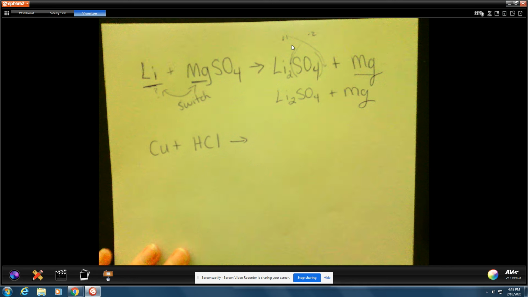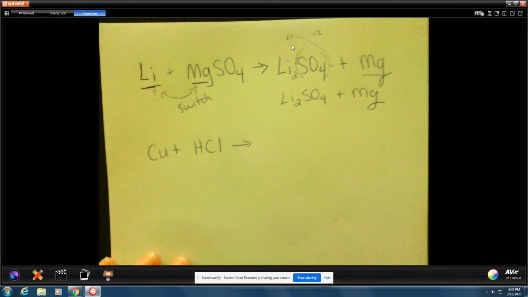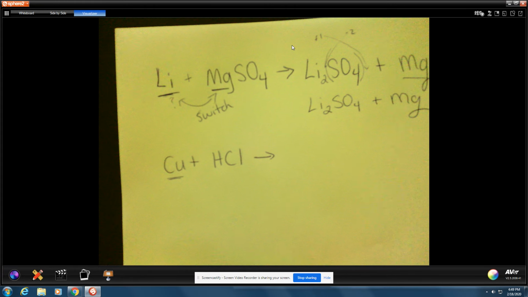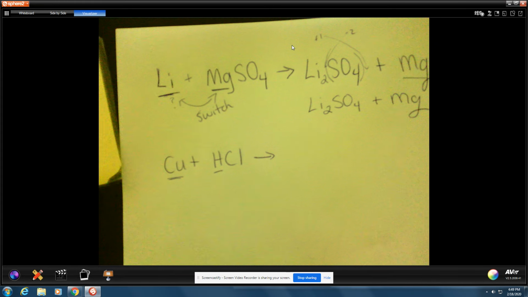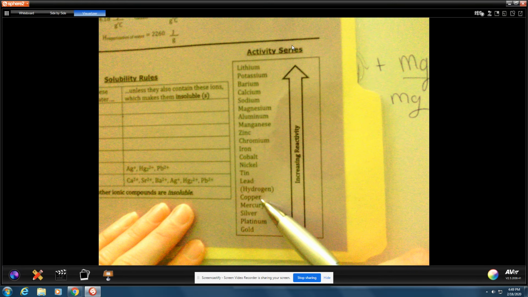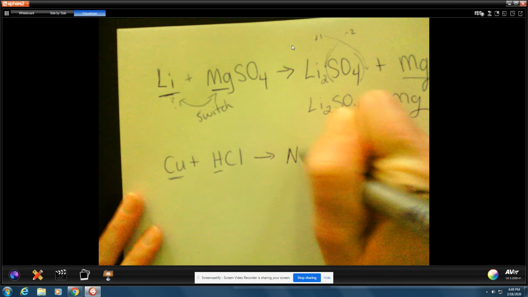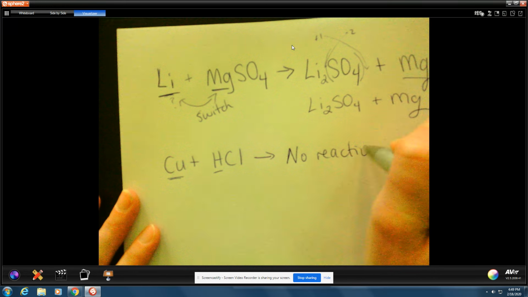Now, in the second problem, it's Cu plus HCl. So Cu is a single element, single replacement reaction. Hydrogen is the first thing in the second element, or in the compound. So you have to ask yourself, is copper higher than hydrogen? And the answer to that is no. So that means your answer here is no reaction, and you're done.